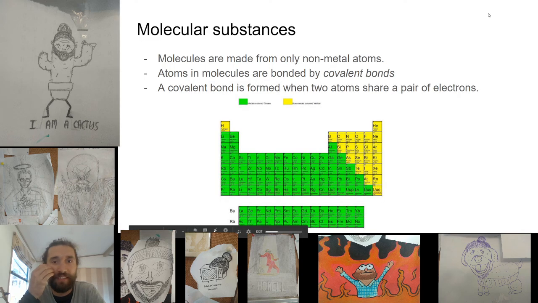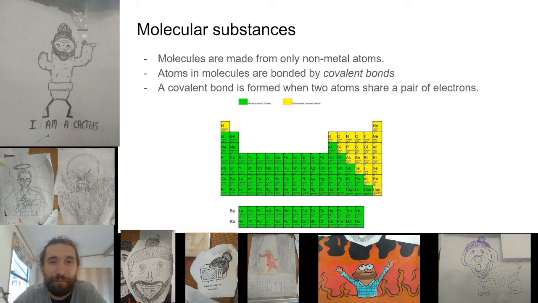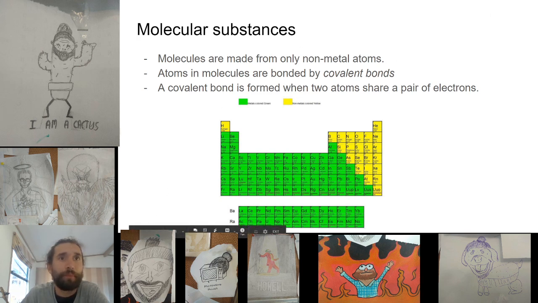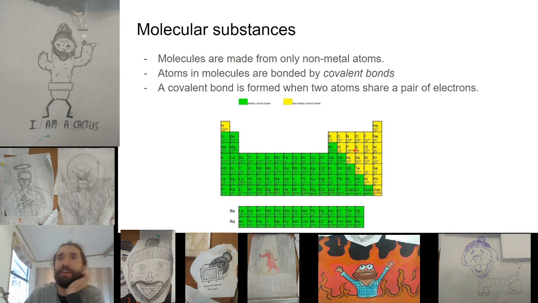So a molecular substance is something made from only non-metal atoms. Here's our periodic table again with the metals in green and the non-metals in yellow. If it's a substance made up of only these yellow atoms, it is going to be molecular.